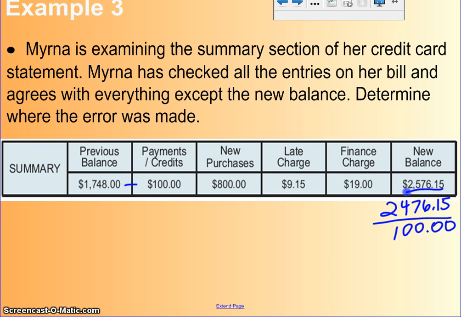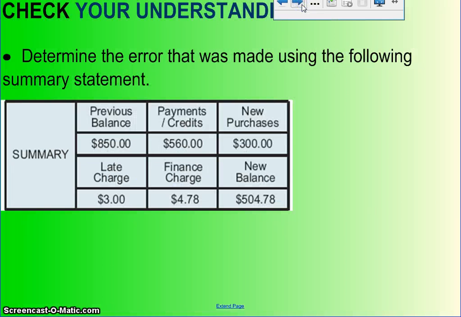So looking at this, it's kind of an easy fix. What it looks like happened is that the payment, although it's listed, was not credited to her account. So in that case, she'll need to call and have that corrected. So let's see how you can do with your problem-solving skills to find out what is wrong with this statement. Go ahead and take a moment, and when you're ready, come back.